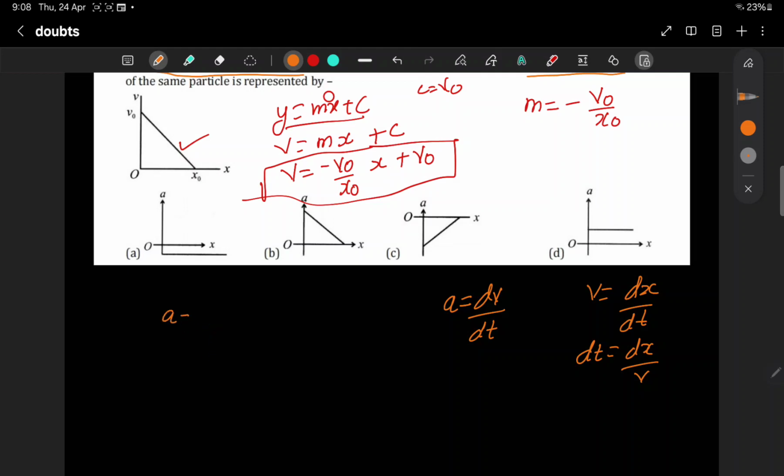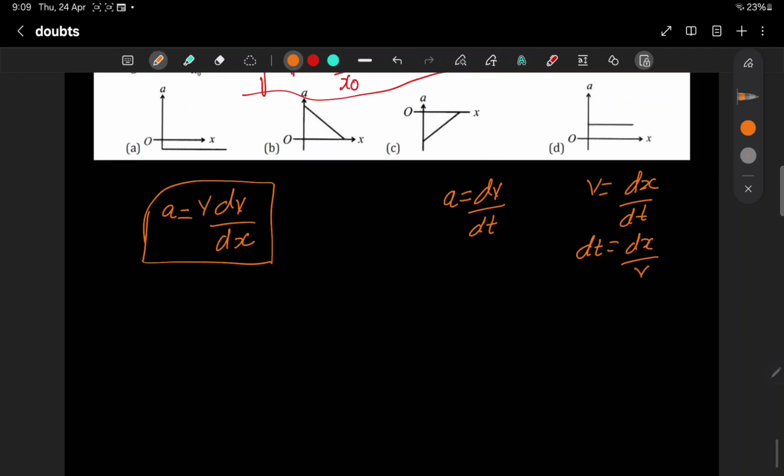So how can I write this acceleration? Instead of dv divided by dt, what can we put? dx by v. This v goes to the numerator, v into dv by dx. Okay, you can remember this. If time is not given, then you can use this: acceleration is v into dv by dx. So now we can find the acceleration equation.